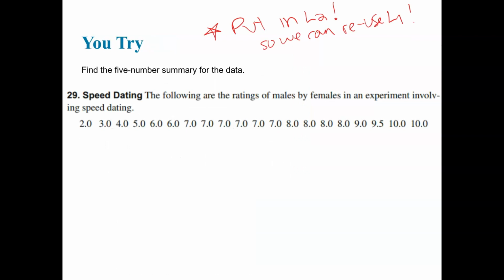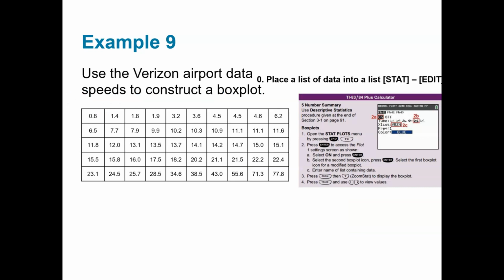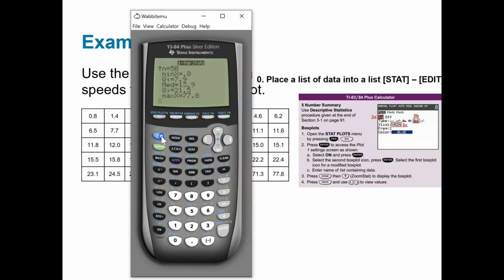I recommend putting it in L2 because we're going to actually reuse L1, the example. So put this data into L2 and then press play when you're ready to see the answer. And there we go. So we're going to go back to our Verizon speed and build a box plot in our calculator. So we know that our data is already in L1. So we're going to hit second y equals. We're going to hit enter to get into our plot. We're going to make sure it's on. It is on. And we're going to go over to the second box and whisker plot, not the ones with the 2 little dots. We're going to hit enter.